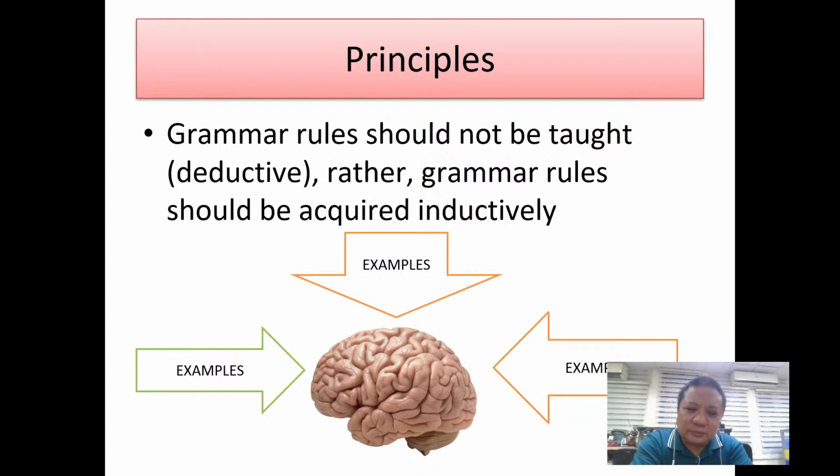Now, according to CLT, grammar rules should not be taught. That's the idea of being deductive. Instead, it should be inductive. Grammar rules should be acquired inductively. I think this is the only part where CLT and behaviorism agree with each other.